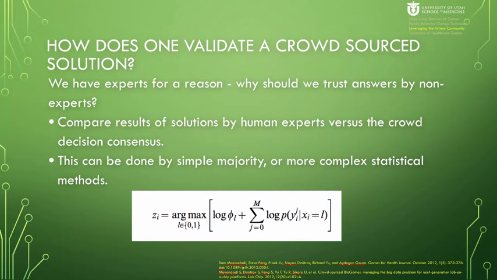One common approach that is used in other areas, such as statistical modeling, is to take a part of the dataset and have human experts, such as nurses, physicians, biologists, etc., depending on the problem domain, provide a solution and then compare their answers to the crowd decision consensus. This can be done by a simple majority or by more complex statistical methods. As an example of more complex methods used in a malaria diagnosis game, this formula shown here uses Bayesian statistics and treats the gamers as if they were a repeater in a noisy telecommunication channel.